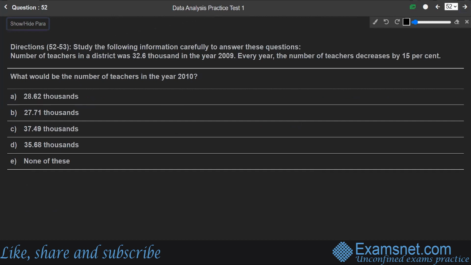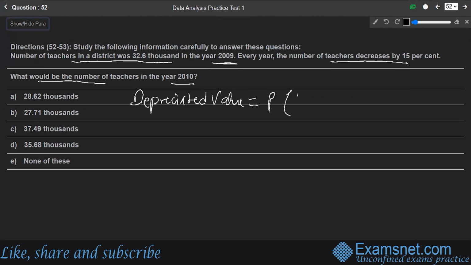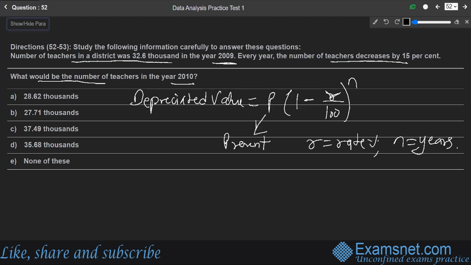Now, there's a question. Number of teachers in a district was 32.6 thousand in the year 2009. Every year, the number of teachers decreased by 15%. What would be the number of teachers in the year 2010? For that we use a depreciation formula. There is a formula called depreciated value. Depreciated value is always the present or original value multiplied by (1 minus r over 100) to the power n, where P is the present value, r is the rate at which it is decreasing, and n is the number of years after which we have to calculate the depreciated value.